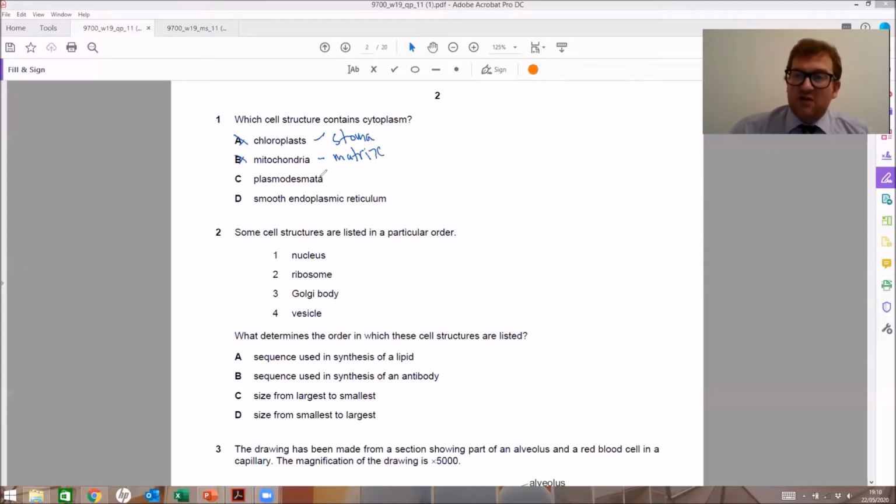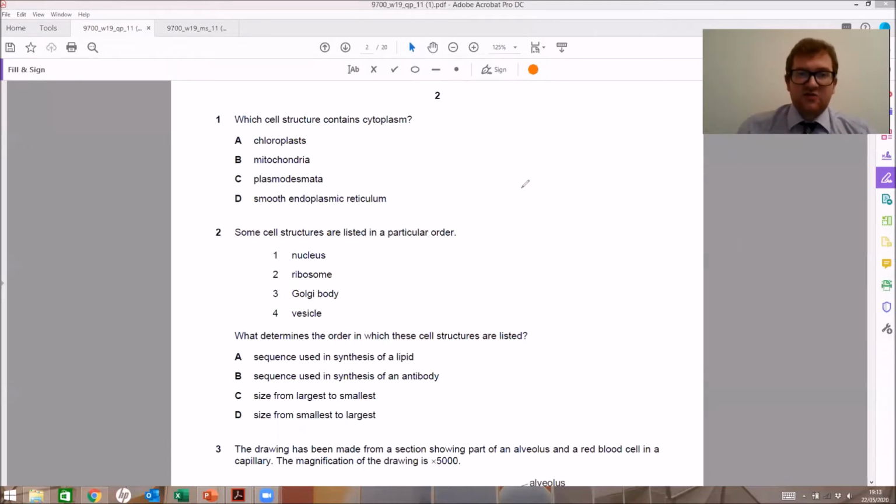However, the plasmodesmata, if we remember, effectively create pores in between the cell walls of adjoining plant cells. This allows the cytoplasm of the plant cells to move freely with one another without any kind of resistance at all. So option C is the answer here. The plasmodesmata does contain the cytoplasm of the cell. The smooth endoplasmic reticulum has the cisternae, but inside there is just fluid containing soluble salts and other nutrients as well. So option D is incorrect also.